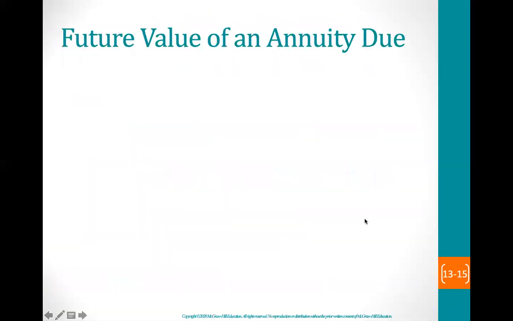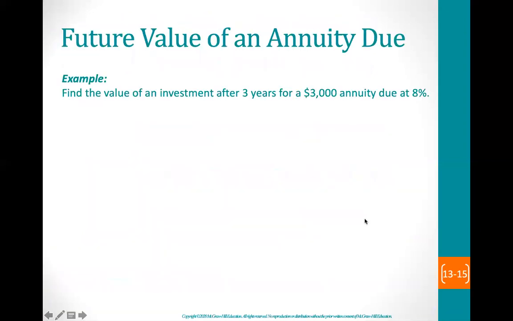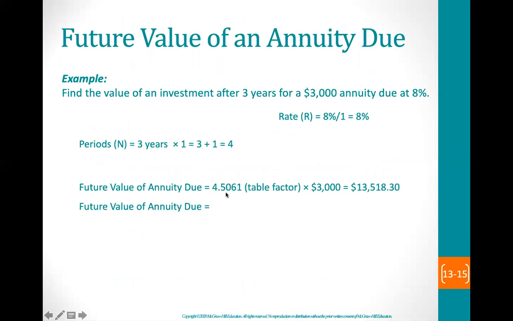So the future value of an annuity due is the annuity payment each period times the ordinary annuity table factor minus 1 payment. So our example, find the value of an investment after 3 years for a $3,000 annuity due at 8%. Our number of periods is 3. We need to add 1 to it to get 4. So we have 4 periods. Our rate is 8% because it's only 1 time per year. So our table factor is 4.5061 times 3,000 is 13,518.30. But we have to subtract that extra $3,000 period that we added in. So our future value is the $10,518.30 that we calculated when we did it manually.